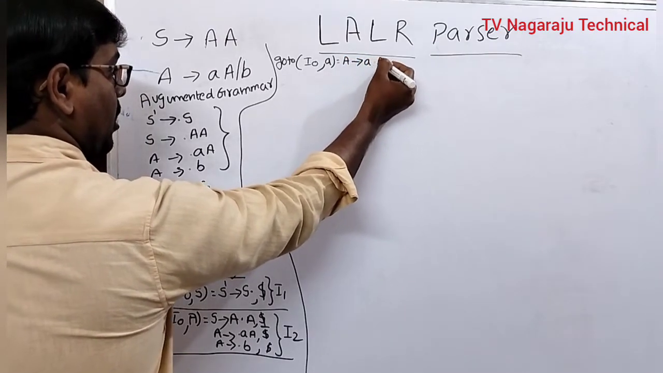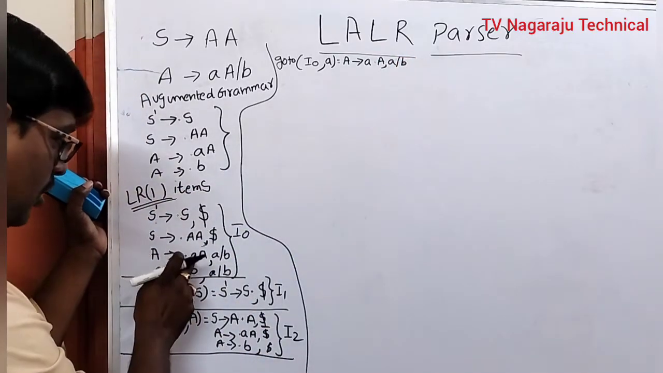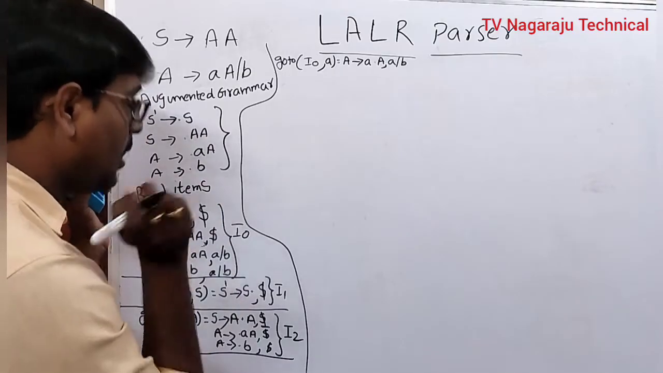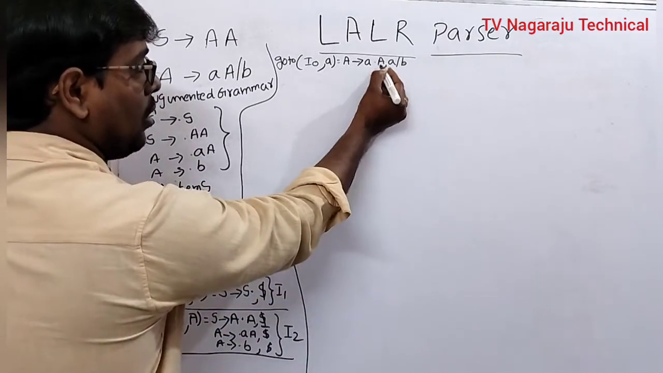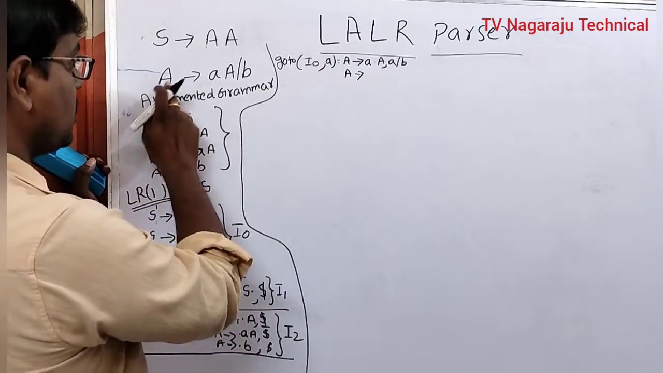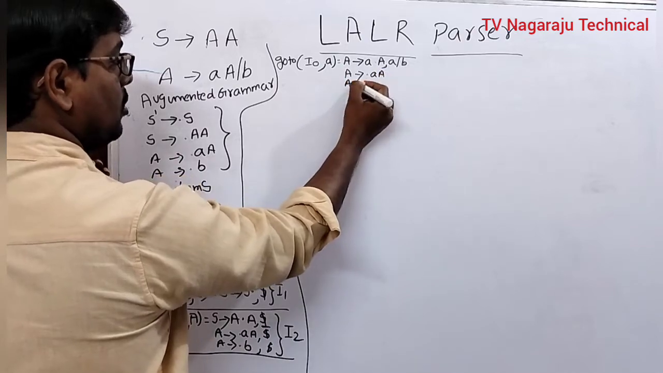A tends to a dot a, comma a by b. The dot is moved to the next position: a dot a, comma a by b. Now again we have dot A. Write down all the productions of dot A. What are the productions of dot A? A tends to dot a, A tends to dot b.